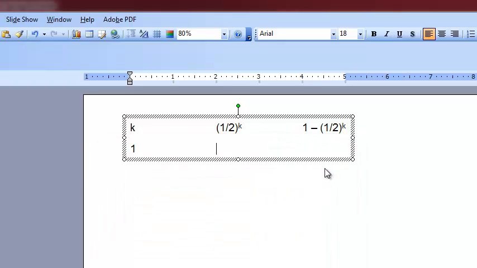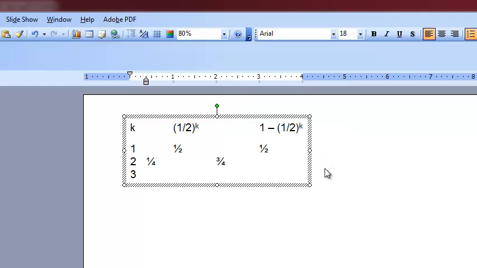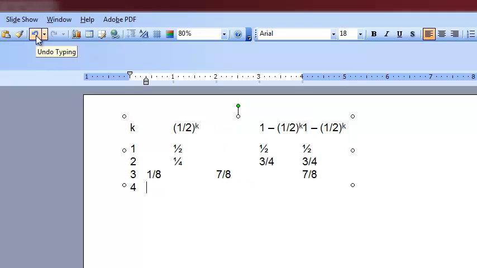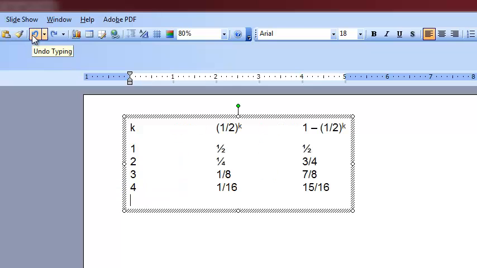Okay, so if you have k = 1, it's going to be 1/2, and this is also going to be 1/2. If you have 2, this is going to be 1/4, and this is going to be 3/4. If it's 3, it's going to be 1/8, and this is going to be 7/8. If it's 4, this is 1/16 and this is 15/16, right? And if it's 5, this is 1/32 and this is 31/32, and so on.